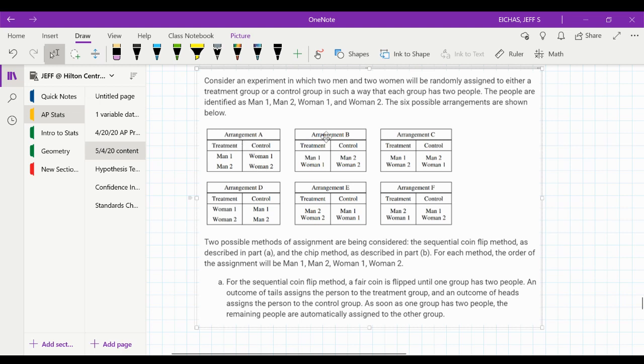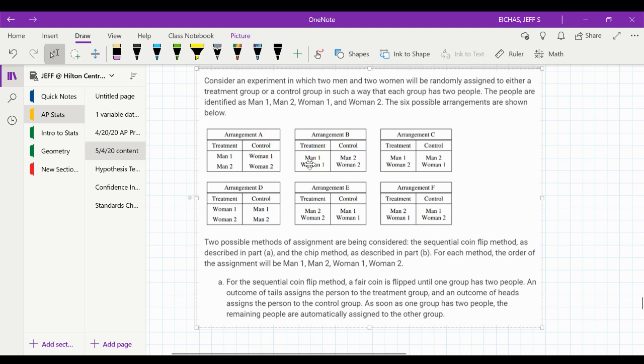Now, this is different for arrangement B. What happened was the first flip was a tail to put man 1 in treatment, because they said man 1 will be flipped for first. It must have been heads for the second flip because now man 2 is in the control group. So they did have to go back to the coin flip for a third coin flip for this one. They must have flipped tails to assign this person into the treatment group. And then whatever spot is open is what they put woman 2 in. So it looks like we'll never flip for woman number 2.